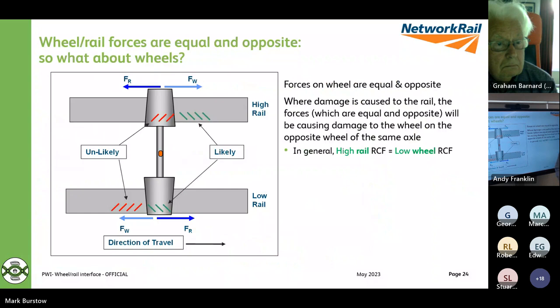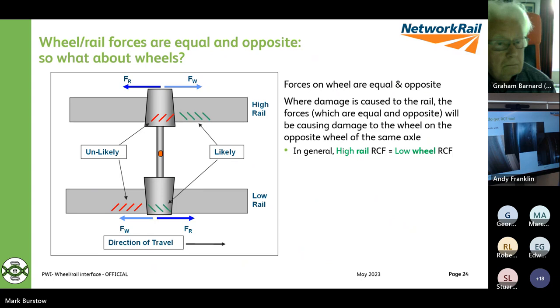So, coming near the end there, a lot of this has been about infrastructure. But let's remember Newton's law: for every action there is an equal and opposite reaction. So if these are forces acting on the rail, there must be the same force acting on the wheel. So why don't we hear about wheel problems? Well, theoretically, where we get RCF and other forms of damage on the rail, because the forces are equal and opposite, we should also be getting exactly the same on the opposite wheel.